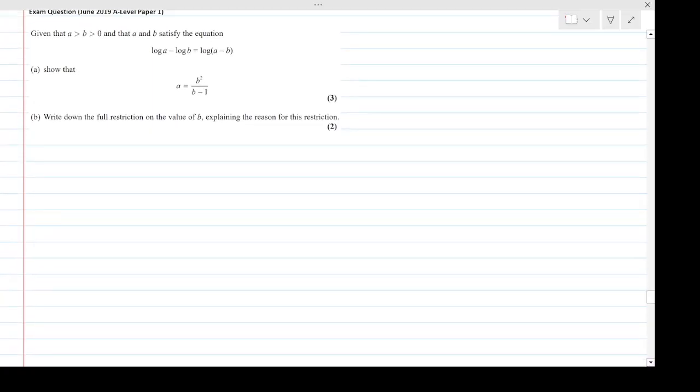Okay, so I've got this trickier exam question here. Really makes you think, this question does, especially part B. But let's have a look. We were told that A is greater than B is greater than 0. Alternatively, you could flip that and say 0 is less than B is less than A. Okay, either or. And we're given that log of A minus log of B is log of A minus B.